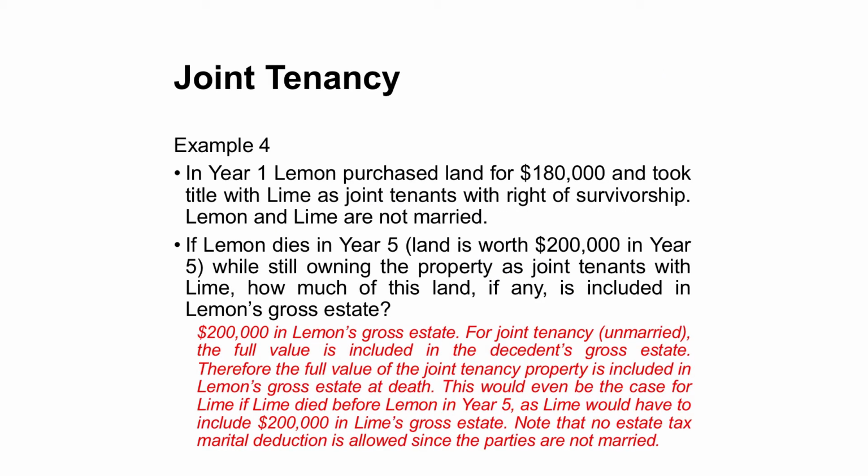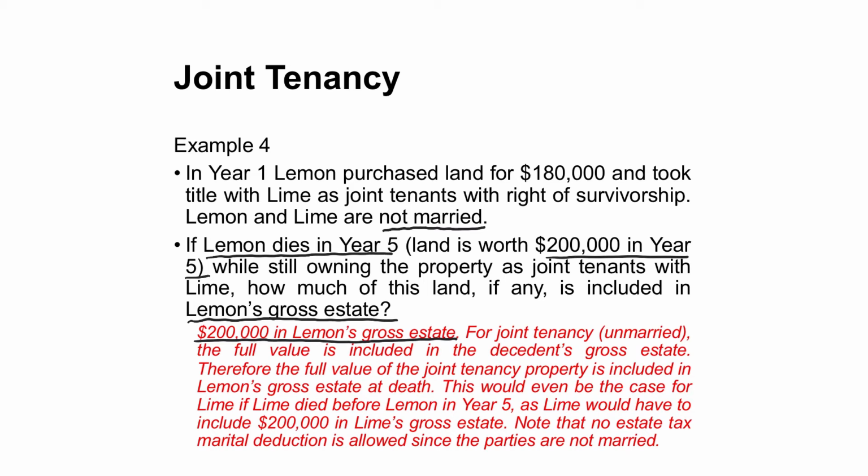Now example 4, we've got Lemon purchasing land for $108,000, joint tenants with right of survivorship. Again, Lemon and Lime are not married. What happens if Lemon dies in year 5 and the land is worth $200,000 in year 5, while still owning the property as joint tenants with Lime? How much of this land, if any, is included in Lemon's gross estate? The answer for joint tenancy, because we're going to see this differs in later examples, is the full $200,000 value is in Lemon's gross estate. So for joint tenancy, if they're unmarried, the full value is included in the decedent's gross estate.